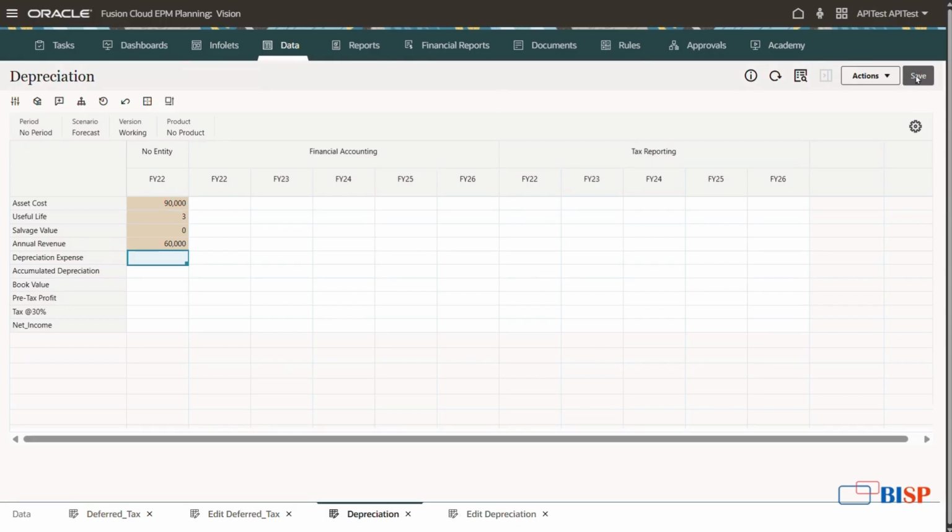As soon as the data is saved, a Groovy Business Rule is automatically triggered in the background. The rule reads the assumptions, performs all the depreciation calculations for both financial accounting and tax reporting, computes the deferred tax liability, and writes the result back into the planning cube. After the rule finishes, we can immediately see the calculated values in the same data form. So let's click on save.